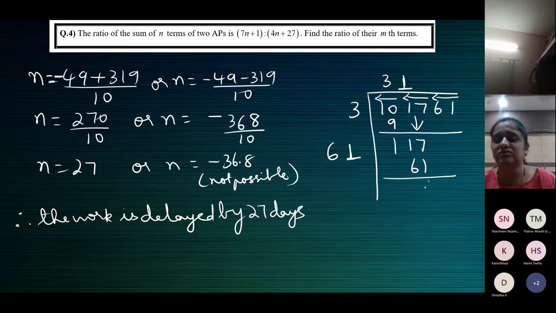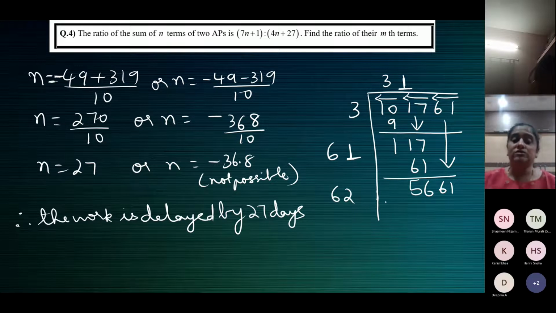Subtract. 11 minus 6 is 5. The next pair 61 comes down. Double the quotient, 31. Double it, 62. Now this is the last step. And you can see that this number ends with 1. Since it's the last step, only in the last step you can do this. The number ends with the digit 1.